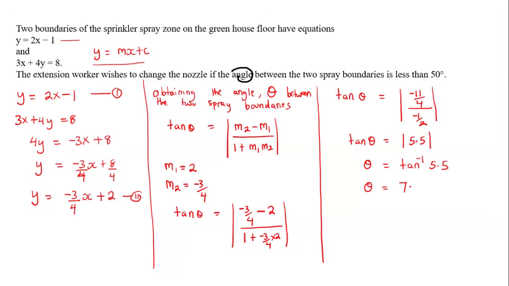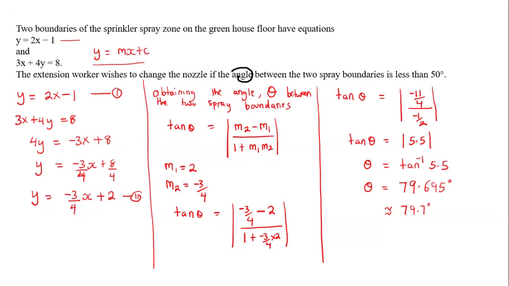So here we shall go on and obtain our theta. Place your calculators. Let me also first get my calculator here. So when you get tan inverse of 5.5, you end up with 79.695 degrees, which you can approximate to 79.7 degrees to 1 decimal point.